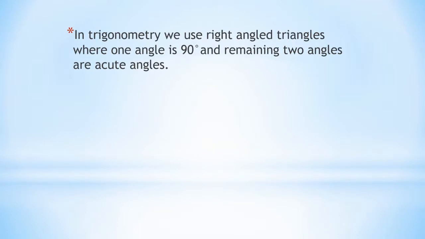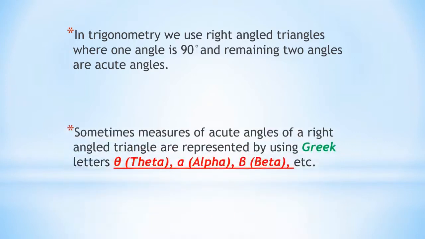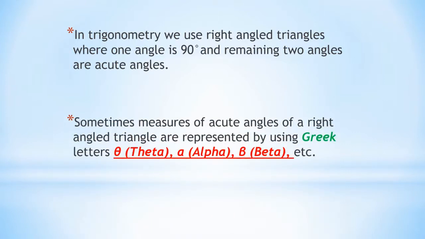These are some instructions to study trigonometry. In trigonometry we use right angle triangles wherein one angle is 90 degrees and the remaining two angles are acute angles. Second point is, sometimes measures of acute angles of a right angle triangle are represented by using Greek letters theta, alpha, beta, etc.